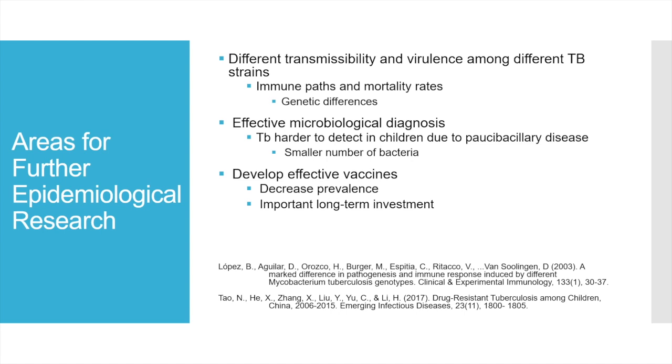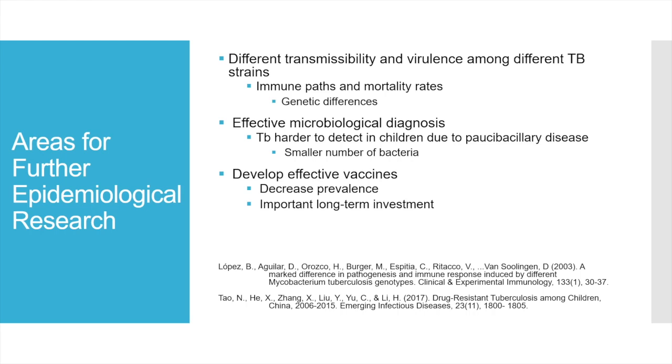Furthermore, every person's immune system reacts differently to a disease, and one individual's immune response may be better than another's in preventing foreign invaders. So understanding what immune paths and outcome each TB strand produces will help researchers provide better protection for those with weaker immune systems or those who contract the more virulent strands of TB.